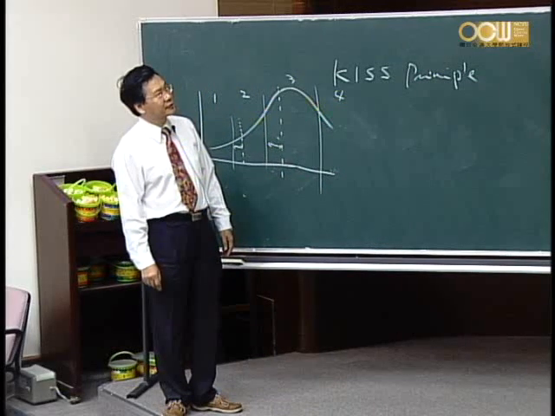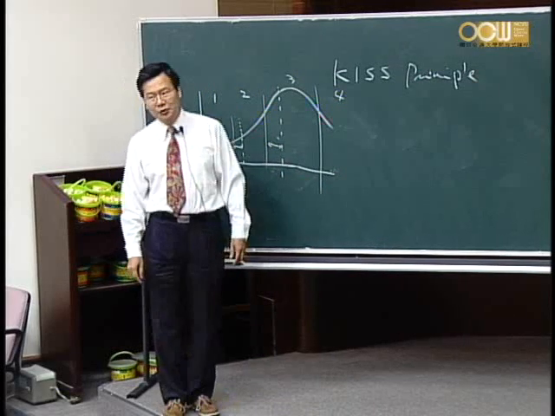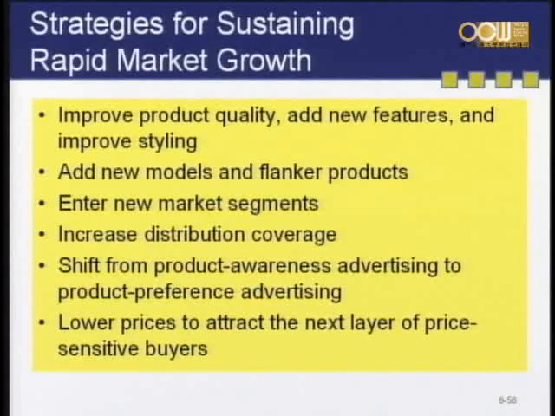Then the strategy for sustaining rapid market growth. We are talking about different stages. In the early stage, you should be a pioneer. I don't believe that. In the growing stage, you've got a whole bunch of things to do: improve product quality, add features, and improve style. So once you have the product coming out, you try to improve the product, add new models, add new segments, and increase the distribution strategy. All this is what you have to do in market growth.